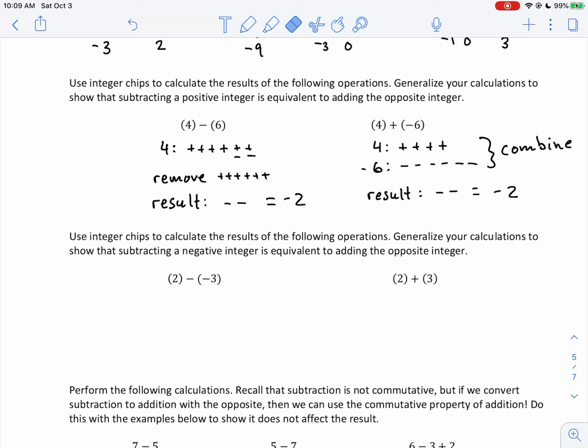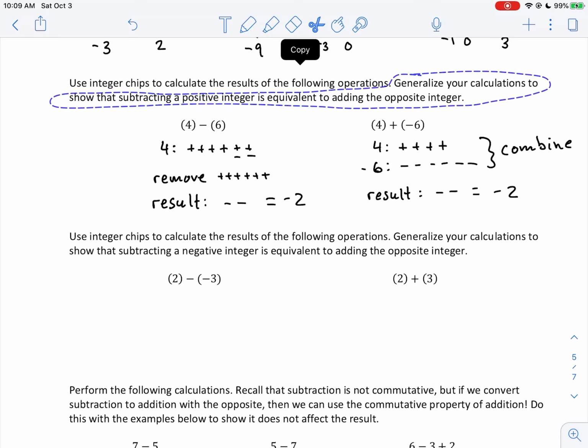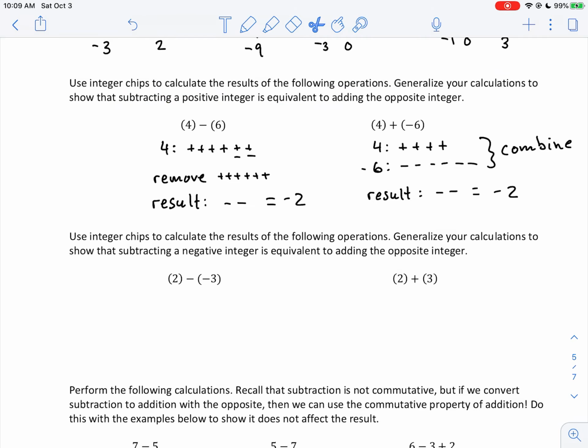And you can work through several other examples if you like, but you want to generalize the result, get to the idea where you feel like you can justify the following claim, this claim right here, that subtracting a positive integer is equivalent to adding the opposite. So subtracting 6 is equivalent to adding negative 6.